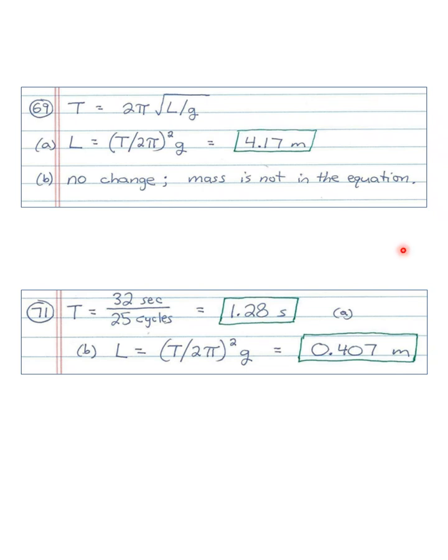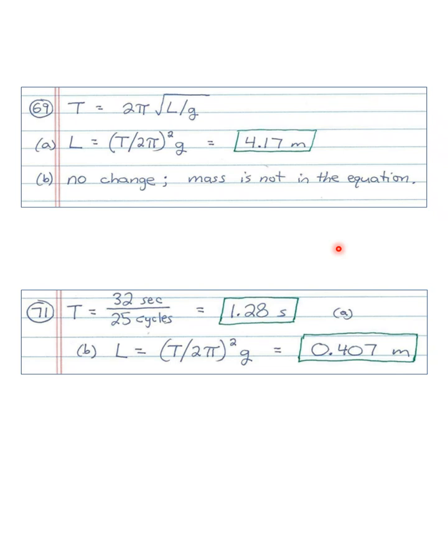And we want to solve for length. So period is 2 pi times the square root of L over g. We're going to algebraically solve this for L. And when you go through a couple lines of algebra, you get that for L. Plug in the values to get 4.17 meters. Then for part B, how's the period affected if her brother, who is a greater mass, replaces her? And you realize as you look at this equation that mass is irrelevant, so there's going to be no change.